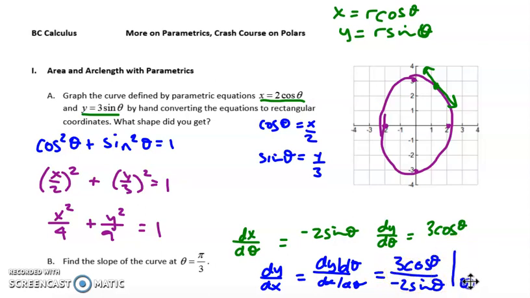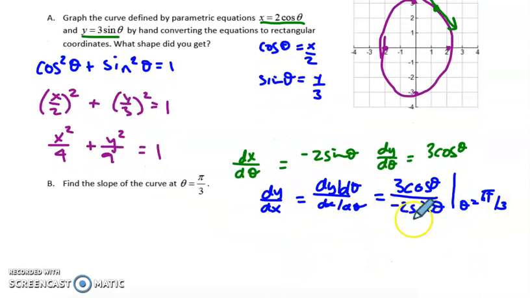Now we need to evaluate that such that theta equals pi over 3. So you do need to remember your unit circle values. We know that cosine of pi over 3 is 1/2. So you have 3 times 1/2. And we know that sine of pi over 3 is the square root of 3 over 2. So in our denominator, this 2 and this 2 can cancel.